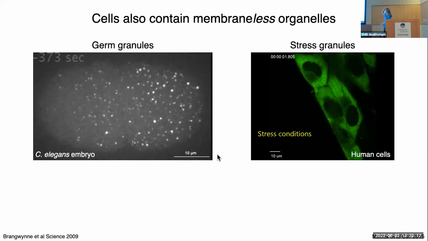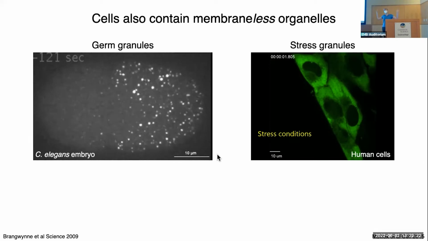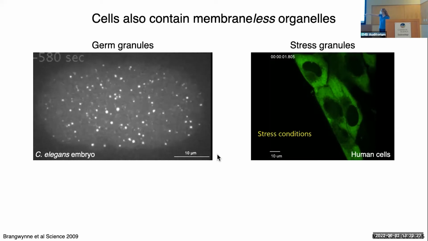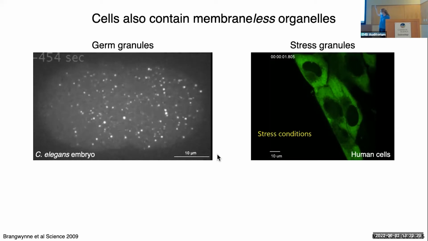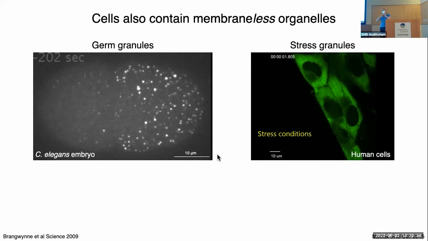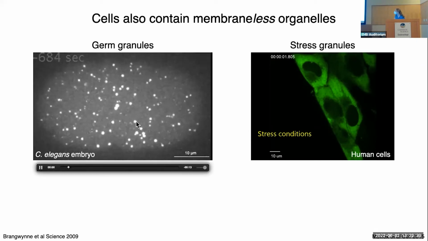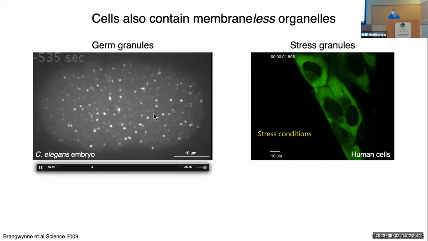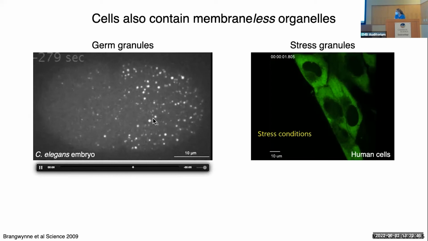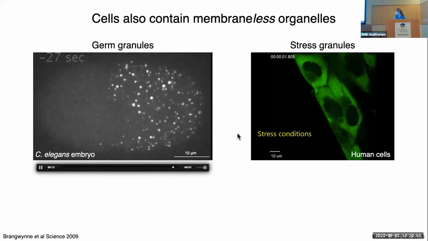So on the left are germ granules that assemble uniformly throughout the early C. elegans embryo, and then they sort of disappear at the anterior, and they either stabilize or concentrate in the posterior. And this is important for the fate determination in the asymmetric developing embryo. But these granules lack a membrane. And so the molecules are free to exchange and diffuse between these droplets and the surrounding cytoplasm.